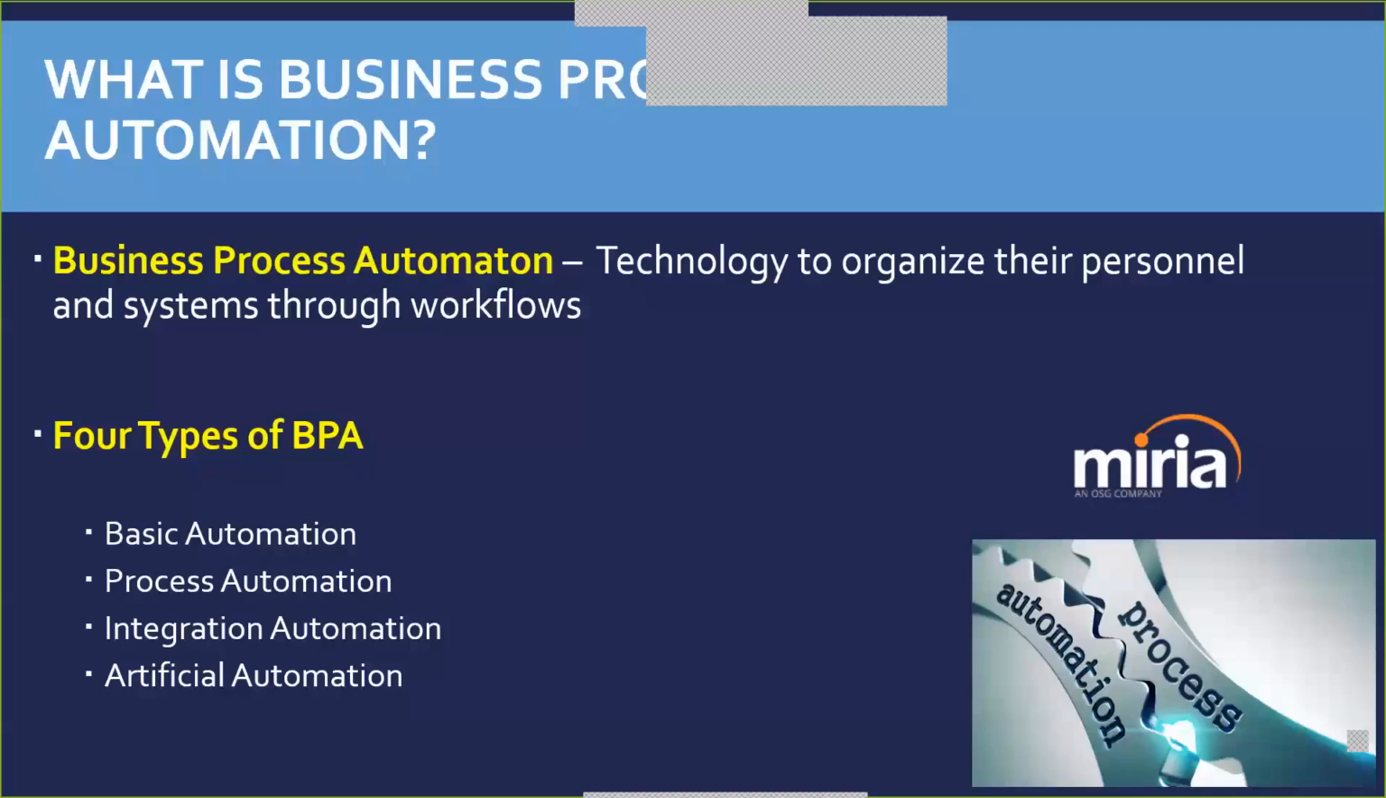personnel and systems and how it goes through its process. And that's the benefit of business process automation. Typically, you would find there are four types of automation processes.